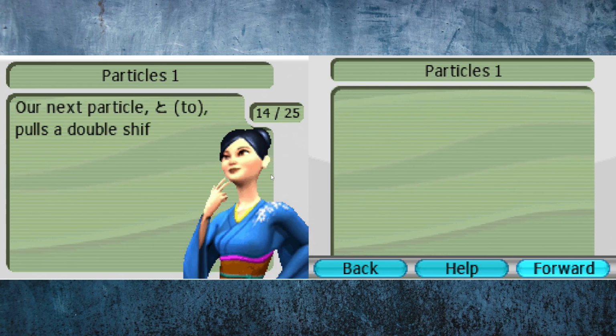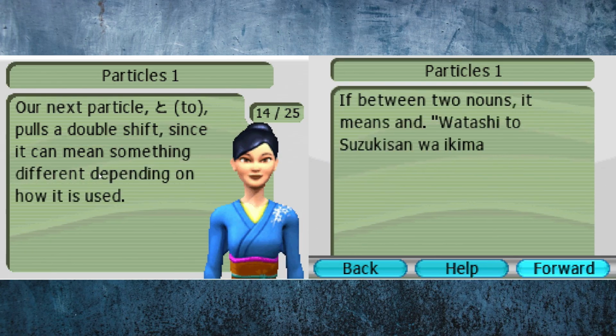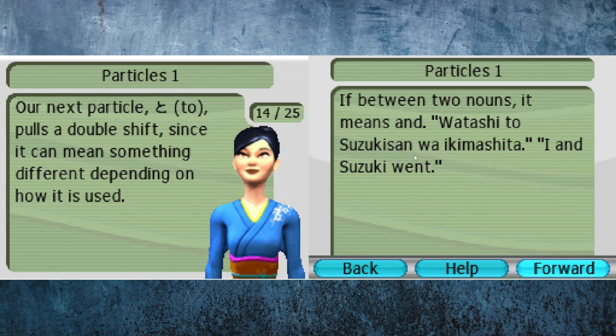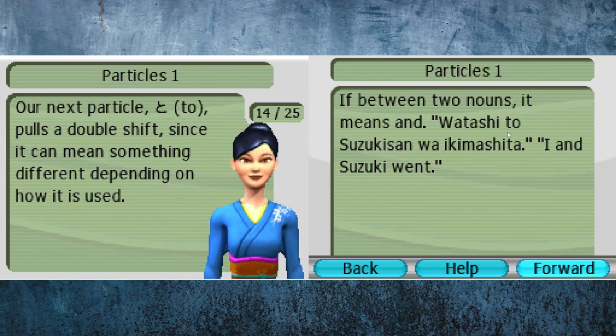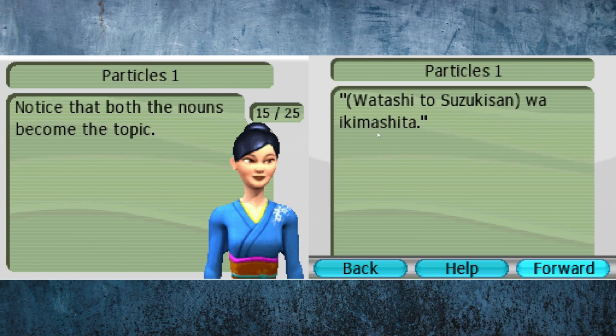Good luck. Our next particle, to, pulls a double shift, since it can mean something different depending on how it's used. If between two nouns it means and. Watashi to Suzuki-san wa ikimashita. So I went with Suzuki-san is what that means. Notice that both of the nouns become the topic. Watashi to, so I and Suzuki-san wa ikimashita.